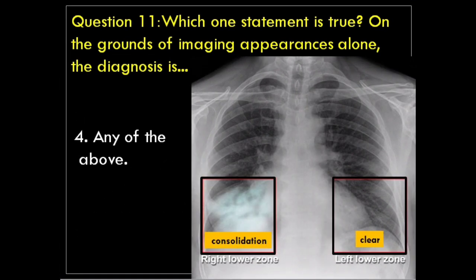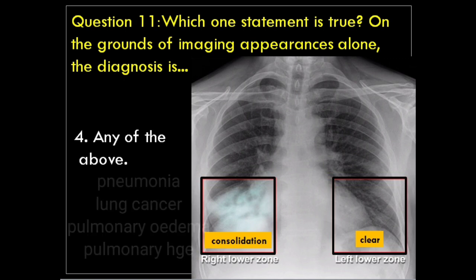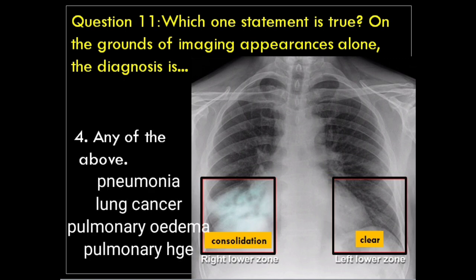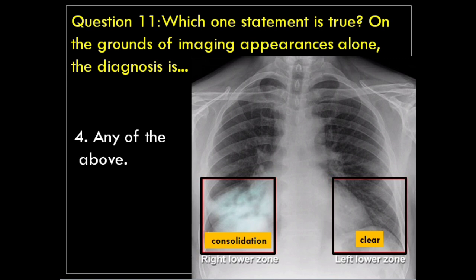The correct answer is any of the above. The image shows right lower zone consolidation. It is not possible to establish the cause without reference to the clinical scenario, which is not stated. Consolidation can be caused by pneumonia, lung cancer, pulmonary edema, or pulmonary hemorrhage/contusion. Alveolar proteinosis is a very rare cause. Both pulmonary edema and alveolar proteinosis tend to cause more widespread bilateral consolidation. Any of the other causes are possible causes of the consolidation seen in this image.